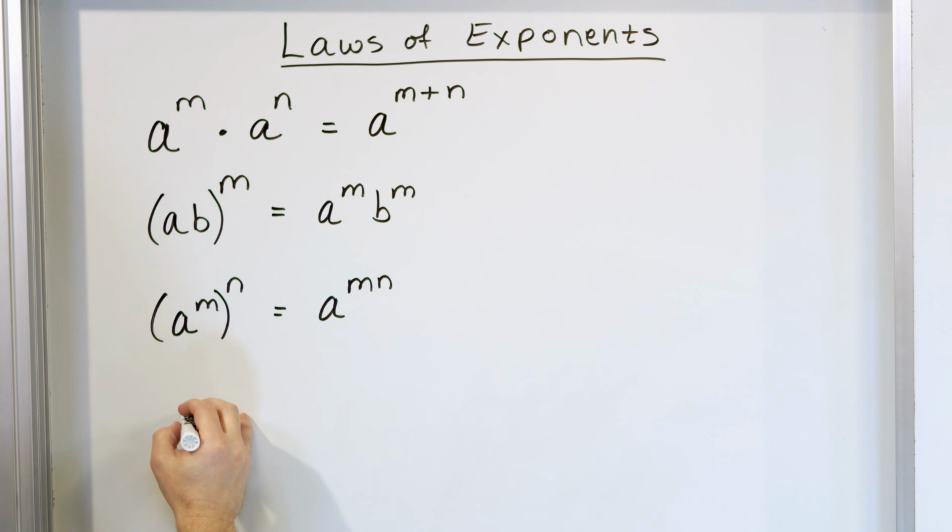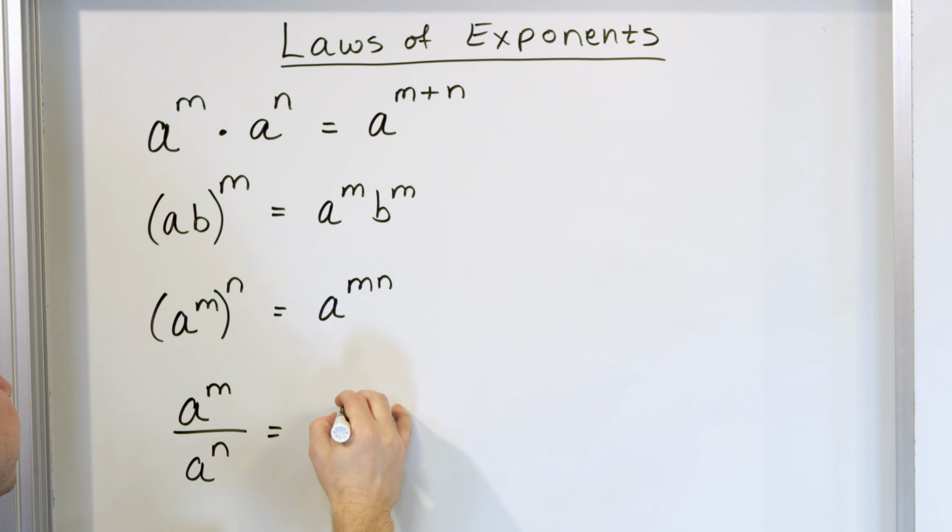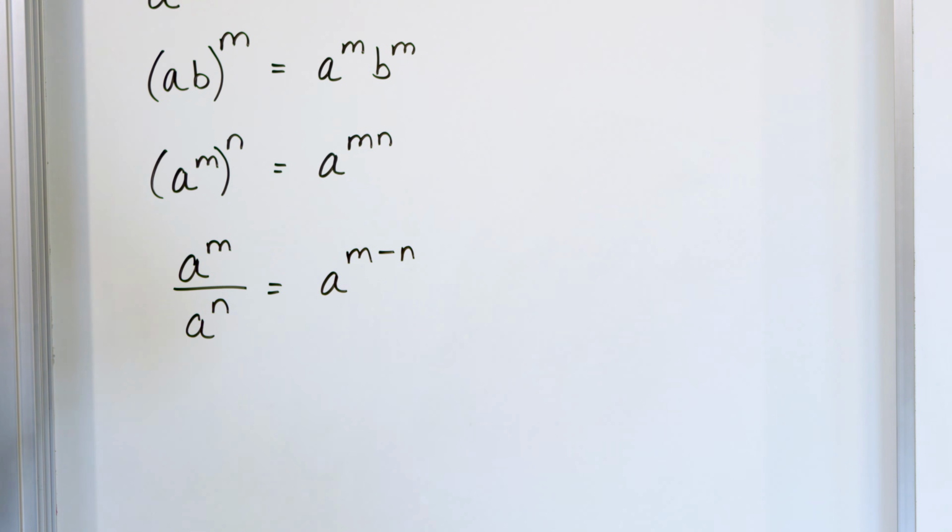Then what if we have a fraction where the numerator is a to the power of m and the bottom of the fraction is a to the power of n? So this would be something like x cubed with x squared on the bottom. Different exponents again. Then you end up using the same base and you subtract, m minus n. Top exponent minus the bottom exponent is how you would simplify that.